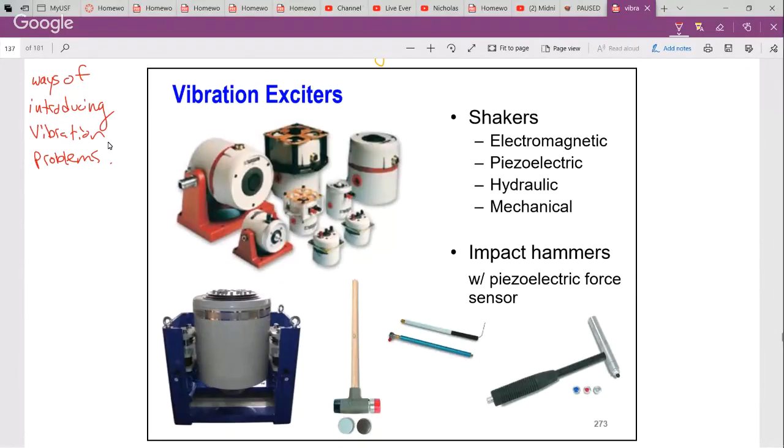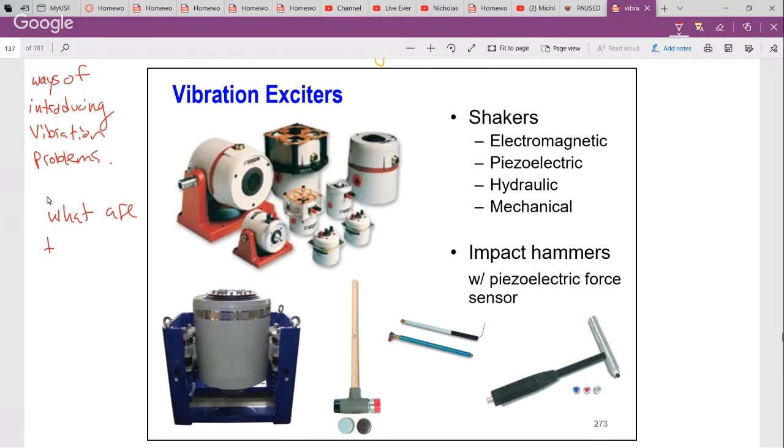And you therefore need to cause the vibration. So we call these vibration exciters. All right, they fall into two different categories. Again, this is a typical question I'll ask. Those are two possible types of vibration exciters: shakers and hammers. And within there, what are the possible types of shakers?